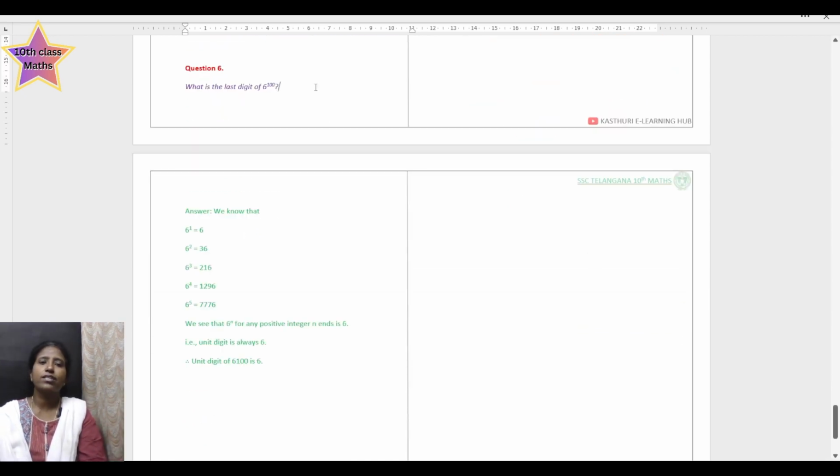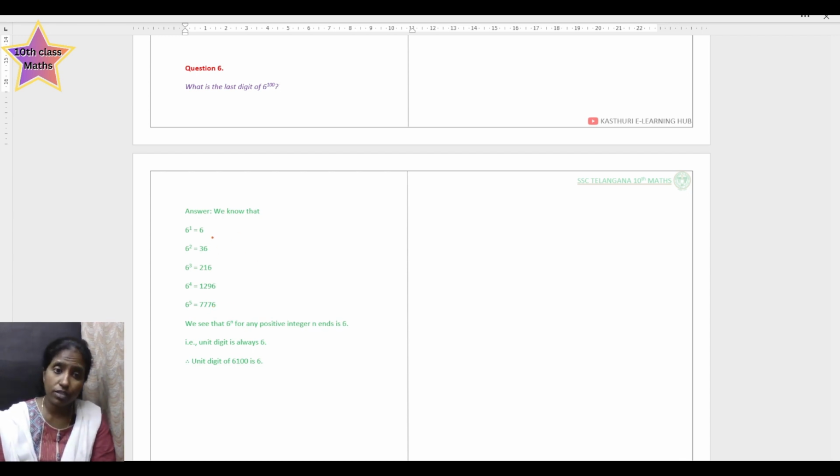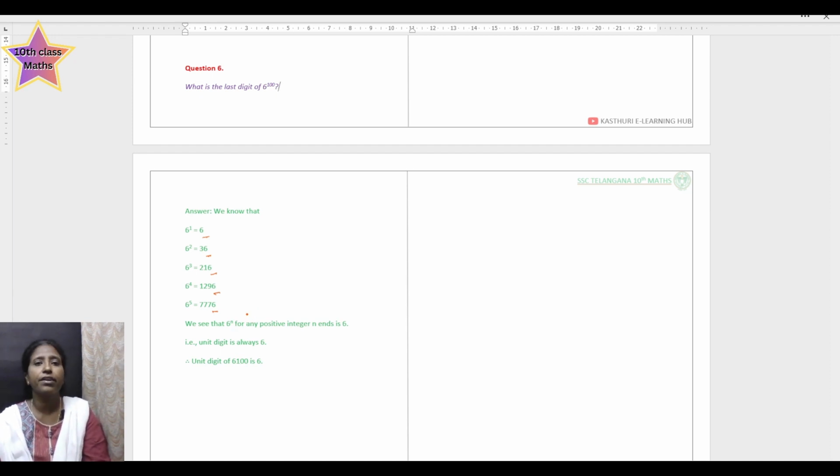Next question is, what is the last digit of 6 to the power of 100? Let's check. 6 to the power of 1 is 6. 6 square is 36. 6 cube is 216. 6 power 4 is 1296. 6 power 5 is 7776. So if you see, the last digit is consistently 6 only. So we can conclude that 6 to the power of 100 will also end in 6. There are no changes at all. Everywhere you are getting the last digit as 6.